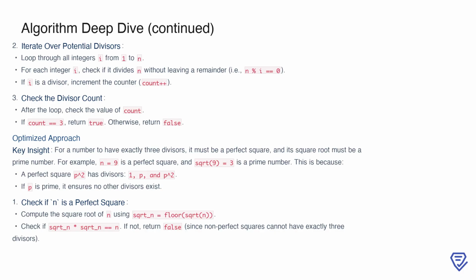To address this, we turn to an optimized approach. The key insight here is that any number with exactly 3 divisors must be a perfect square, and its square root must also be a prime number. For instance, 9 is a perfect square, and its square root, 3, is a prime number. This is because the divisors of a perfect square p squared are 1, p, and p squared. If p is prime, no other divisors exist.